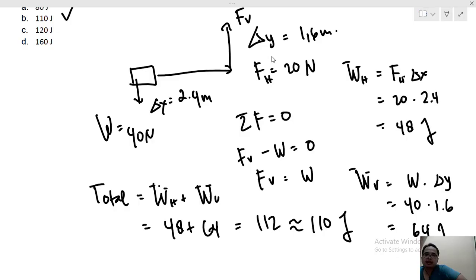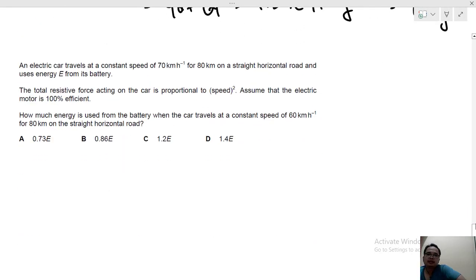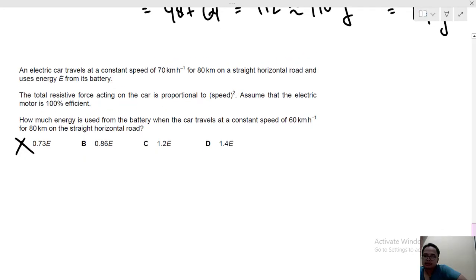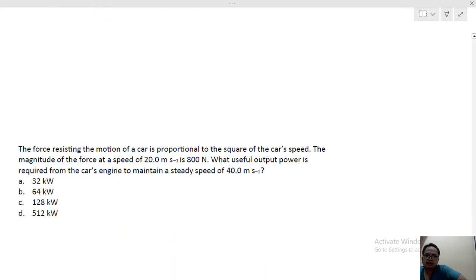Thank you guys. You can try the problem. Another time, because the time has been so long. This answer is A, about 128 kilowatt. You can try at your home.